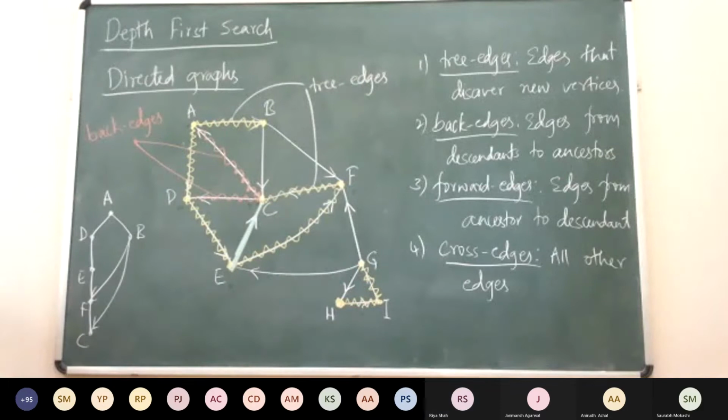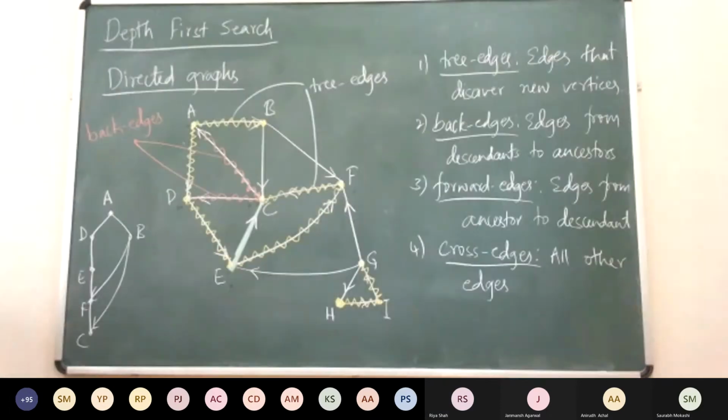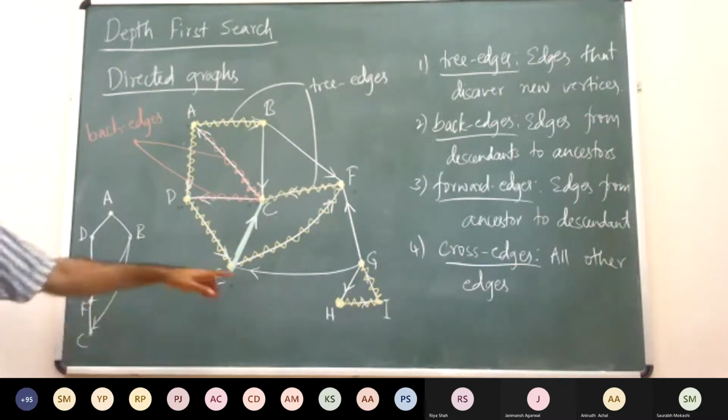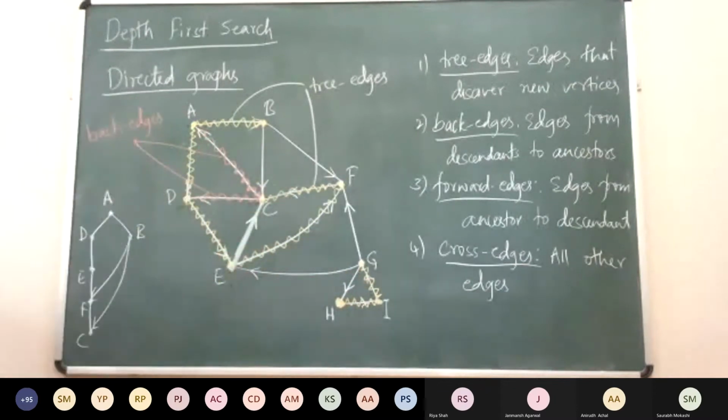So when we said tree edge, we don't call them forest edges. Instead of forest edge, we are calling tree edge. It forms a tree in the forest. That's all, right? So all the edges which I have marked yellow are tree edges.